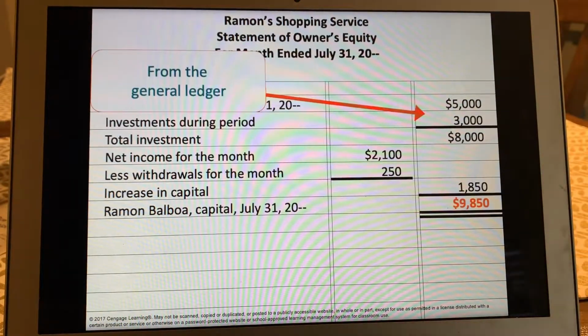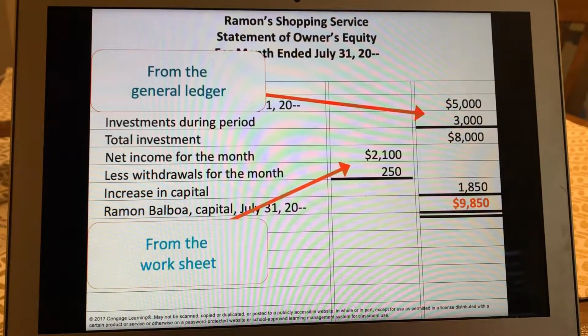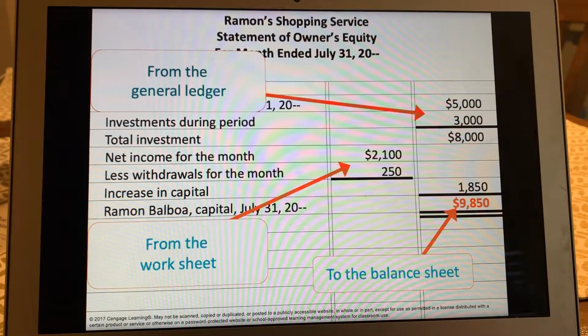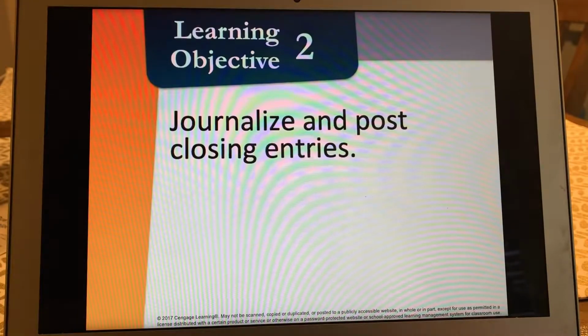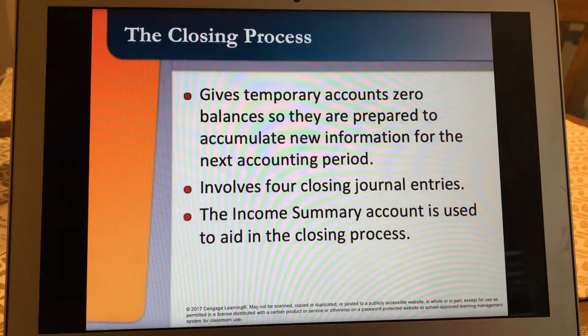So here's what it's talking about. From the general ledger, $3,000 investment during the period. From the worksheet, net income for the month is 21 less withdrawals of $250. So we have $1,850. So the total balance sheet is going to be $9,850.